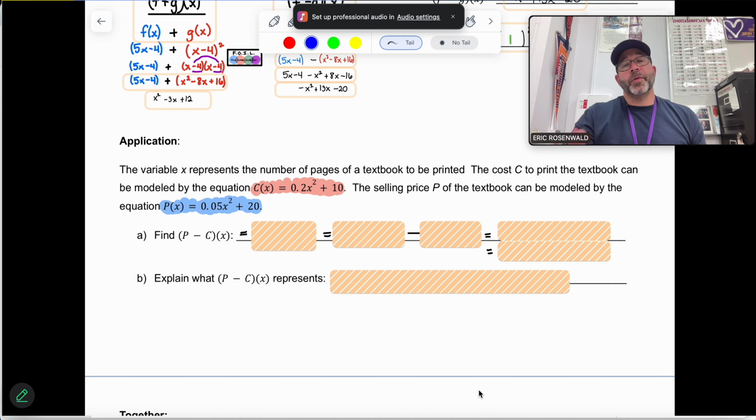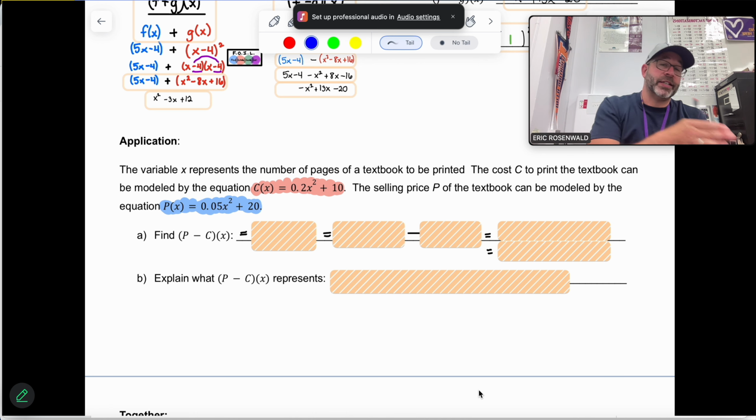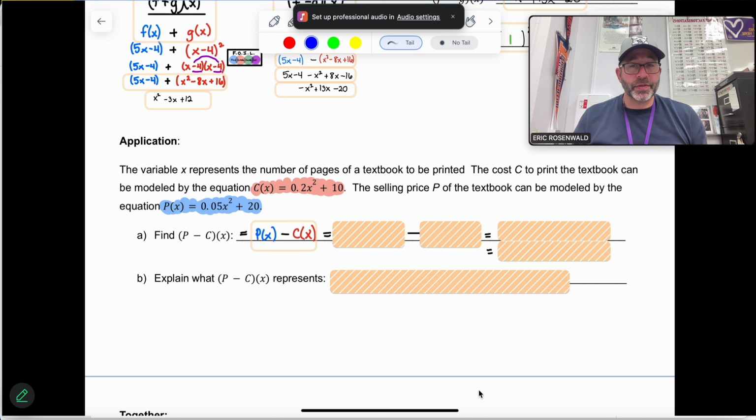That's how much money we're actually generating. And so when we look at this problem here, it says that we have a company with a textbook. Their cost to make it is 0.2x squared plus 10. They're selling the product for 0.05x squared plus 20. So then when we look at the way to make money, it's taking the price that they're selling it for and subtracting the cost from it.